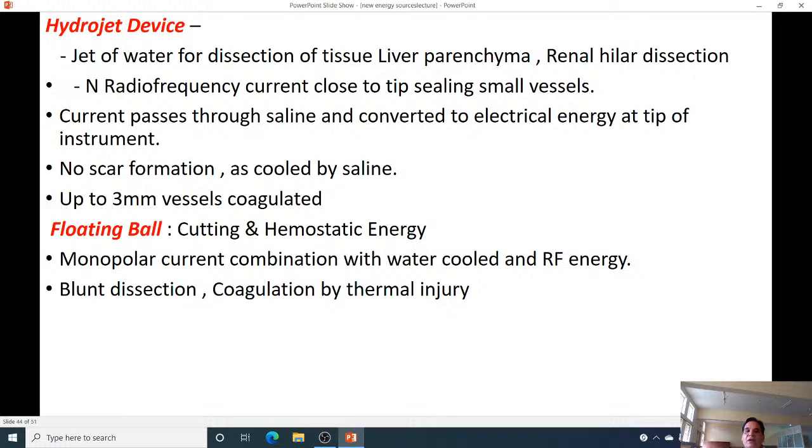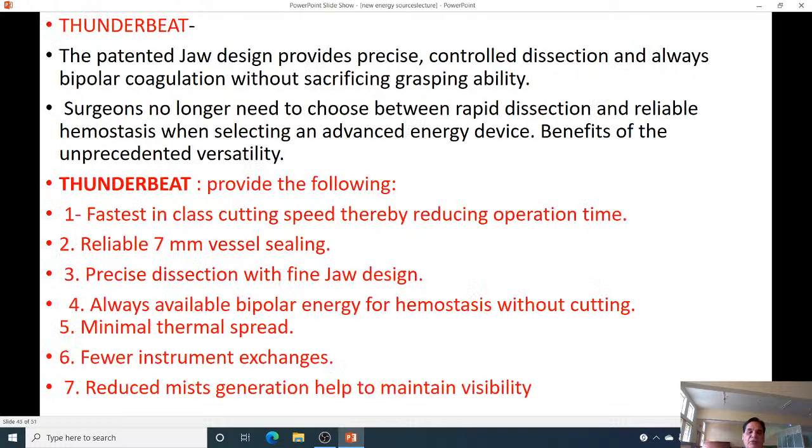Another device, hydrojet device, which works by a pressure of water. It is mainly used for liver parenchyma and renal hilar dissection. There is no scar formation. You can coagulate vessels up to 3 mm. Floating ball, which is used for cutting and hydrostatic dissection of blood. So just remember the names.